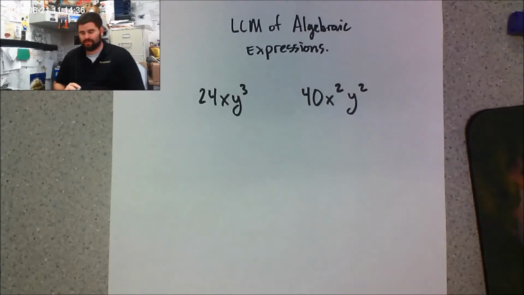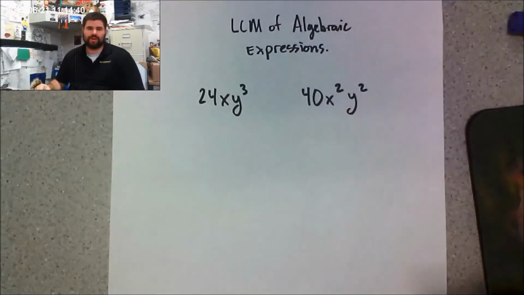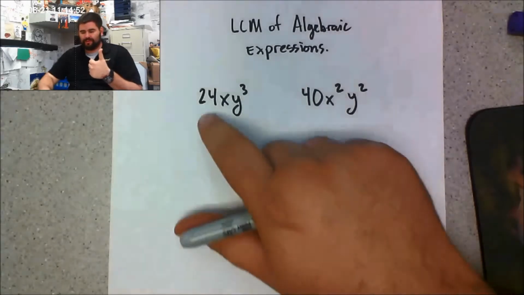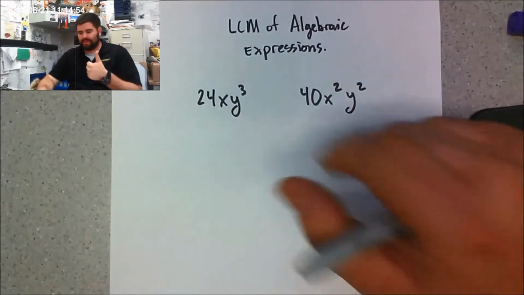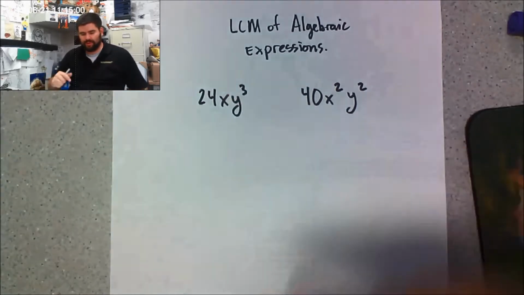Today we're going to be talking about how to find the least common multiple of an algebraic expression. So we have two algebraic expressions here, and we're going to find the least common multiple. We need to really harp on some things that we know. First, being able to find the prime factorization of your number, and then really understanding what this exponent means on this variable. We're going to talk about those two things while we do these.